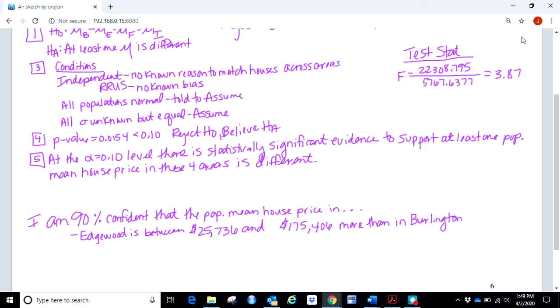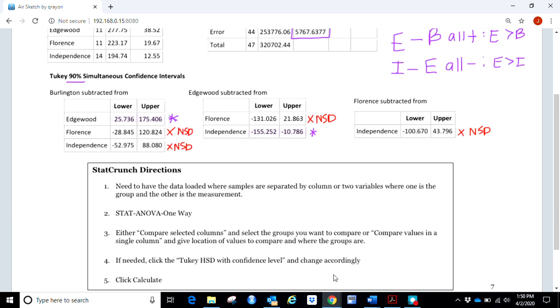Now before we do the other interval, just a reminder, this is not how much house prices are, this is how much higher the mean house price is in Edgewood than in Burlington. So how much more on average would you pay if you got a house in Edgewood than in Burlington? And then our only other confidence interval here that did not include 0 was our Edgewood and Independence. Edgewood is higher than Independence. That's all that negative told me, so I can again kind of take off those negative signs, and then I'm going to flip the numbers around where the smaller number is actually first.